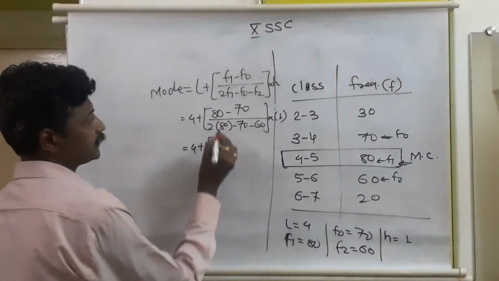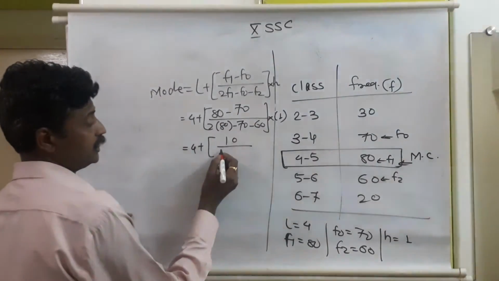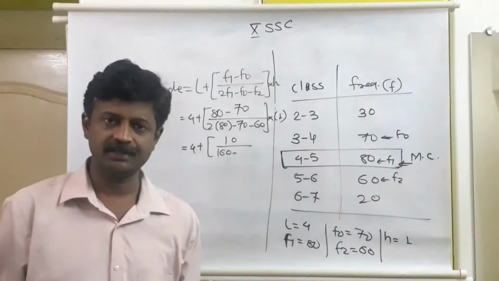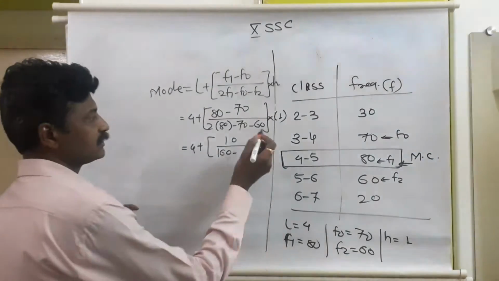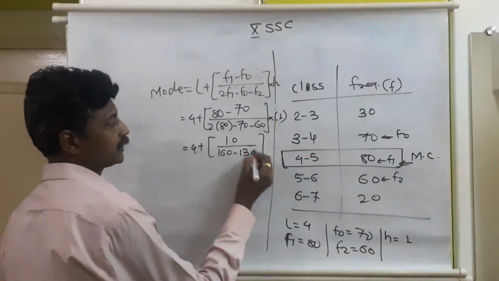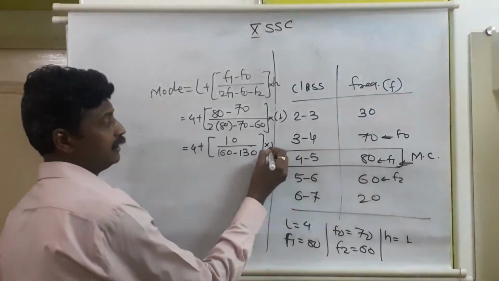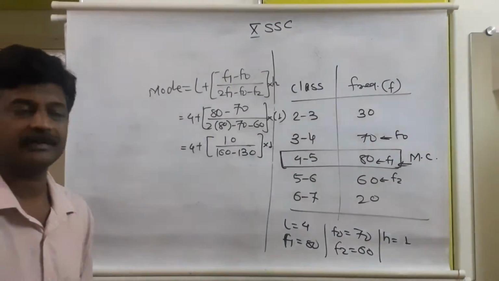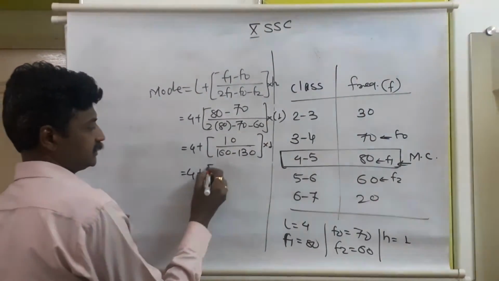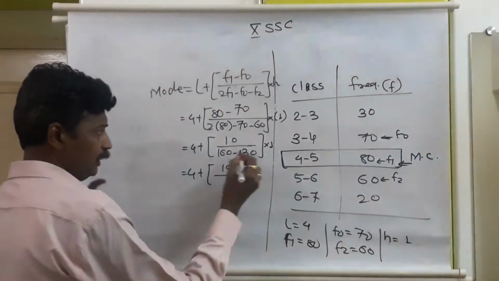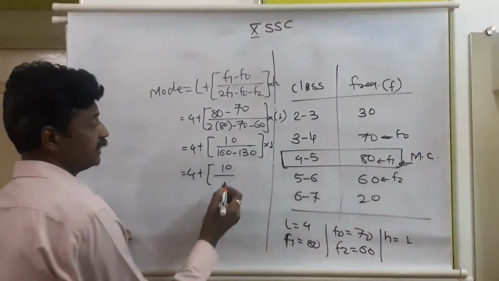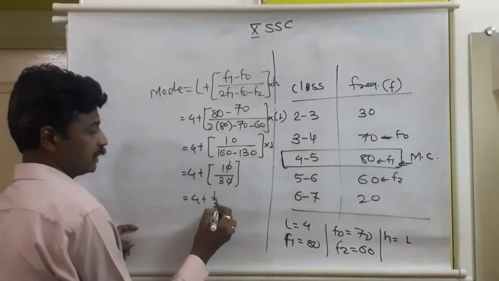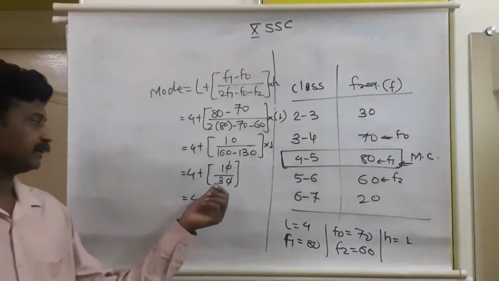So 4 plus 80 minus 70, it remains 10, upon 2 into 80, which is 160, minus 70 and 60. These both are negative, so we can add them in common sign. 70 and 60 total is 130, common sign is minus, into 1. 1 multiplied by any number is that number itself, so multiplying by 1 is not necessary in the next step. So 4 plus 10 upon 160 minus 130. 160 minus 130 remains only 30. The 0 also gets cancelled, so 4 plus 1 by 3.